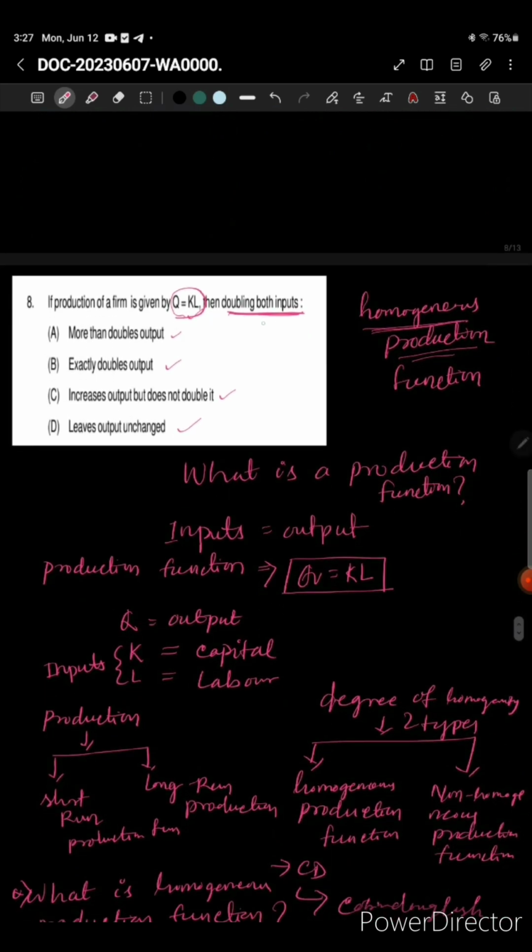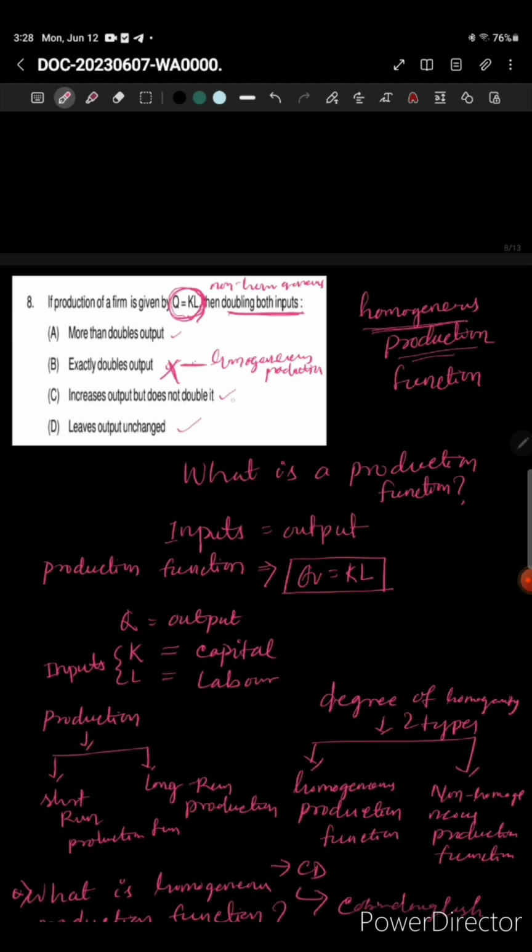So this is a kind of production function given. So now the question is, if the production of a farm is given by Q equals KL, then doubling both the inputs exactly doubles the output? No, because this is a non-homogeneous production function, and in the case of a homogeneous production function it will happen. So this is not the answer.